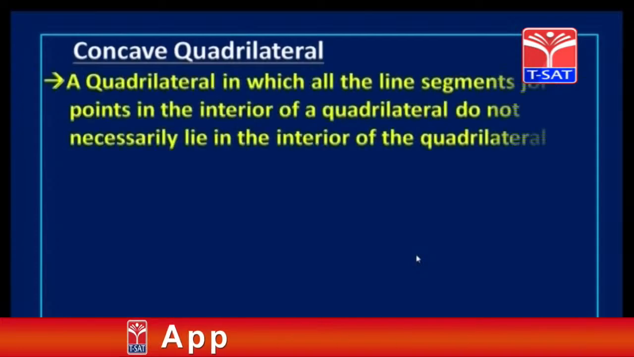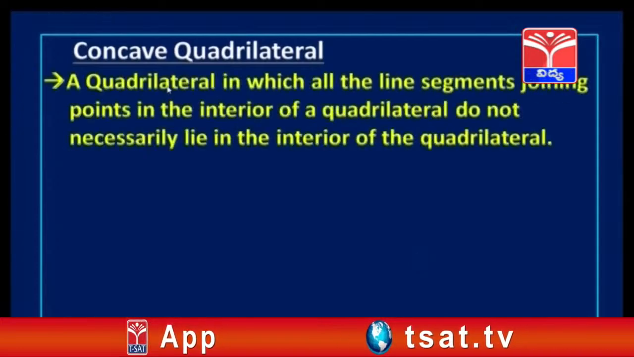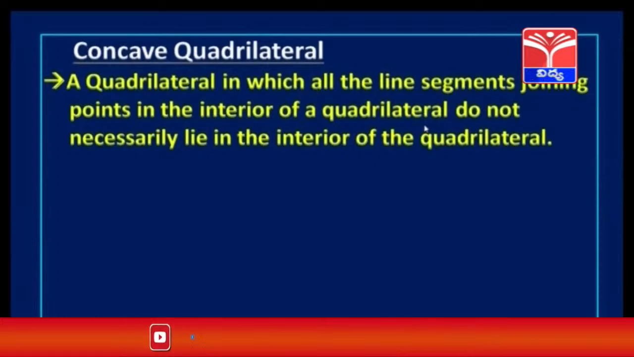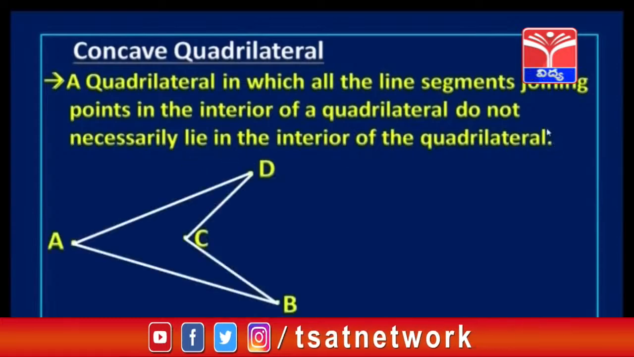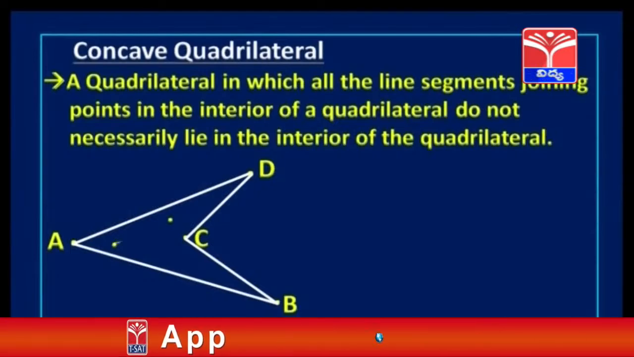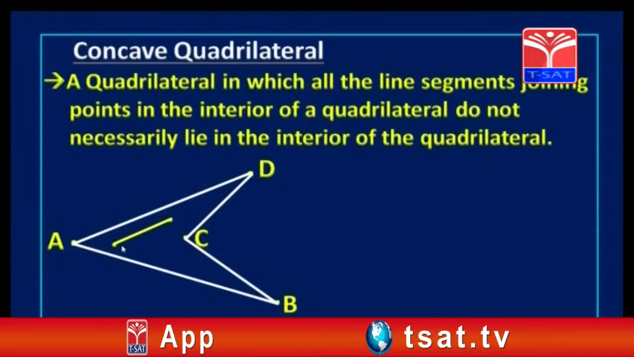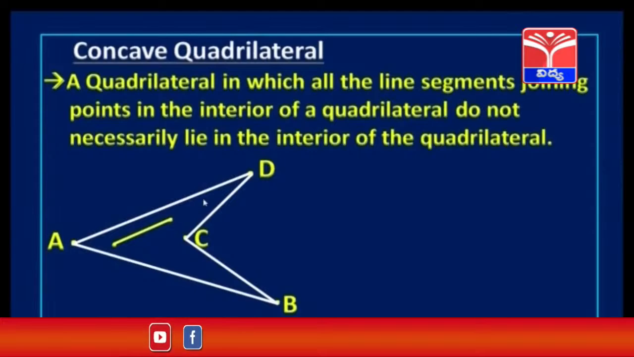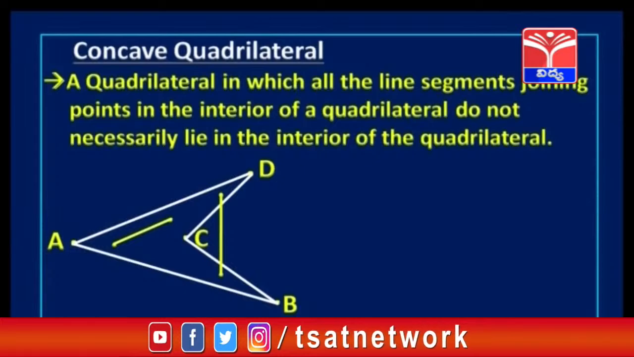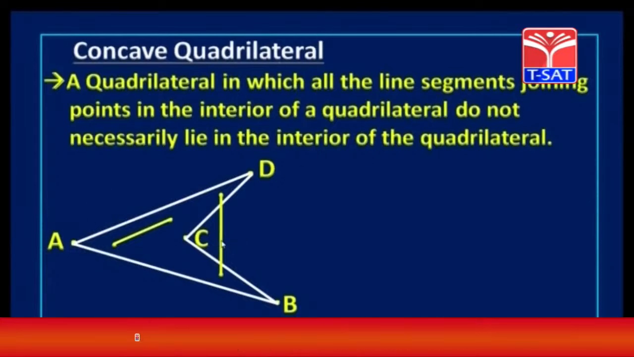Now, let us understand what is a concave quadrilateral. A quadrilateral in which all the line segments joining points in the interior of a quadrilateral do not necessarily lie in the interior of the quadrilateral. Children, to explain this, I am taking a quadrilateral here, ABCD. I am taking 2 points, I am joining them. All the points which lie on this line segment lie in the interior of the quadrilateral. Now, what I am doing, children? I am taking 2 other points, I am joining them. Now, can you tell, children, the points which lie on this line segment belong to the interior of the quadrilateral?